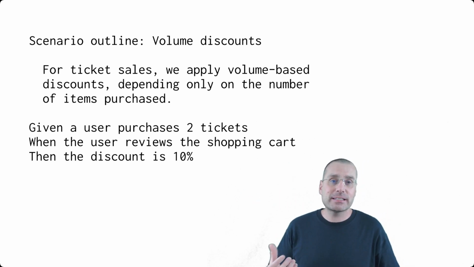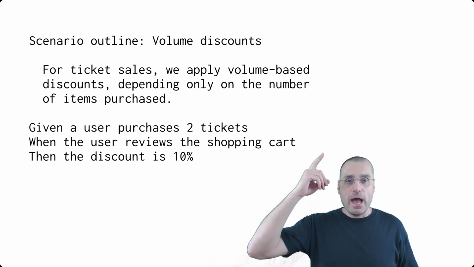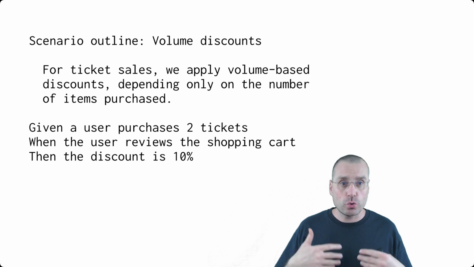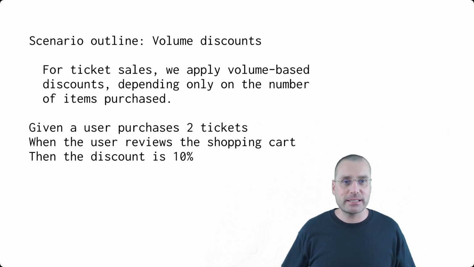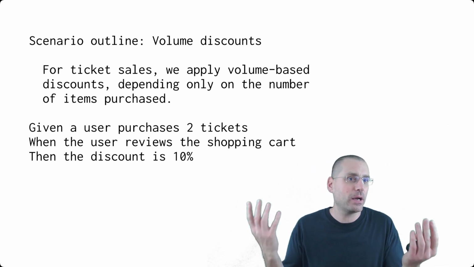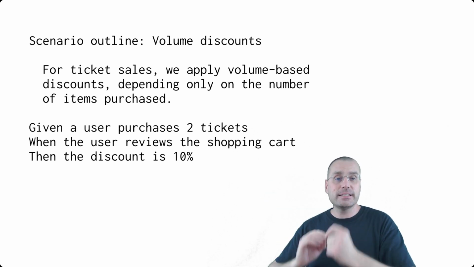how. In this case, let's assume that the purpose of this is that we want to apply volume-based discounts to encourage people to buy more. And it's all about the number of tickets they buy, not the total price. And then when they buy 2 tickets, the discount is 10%.